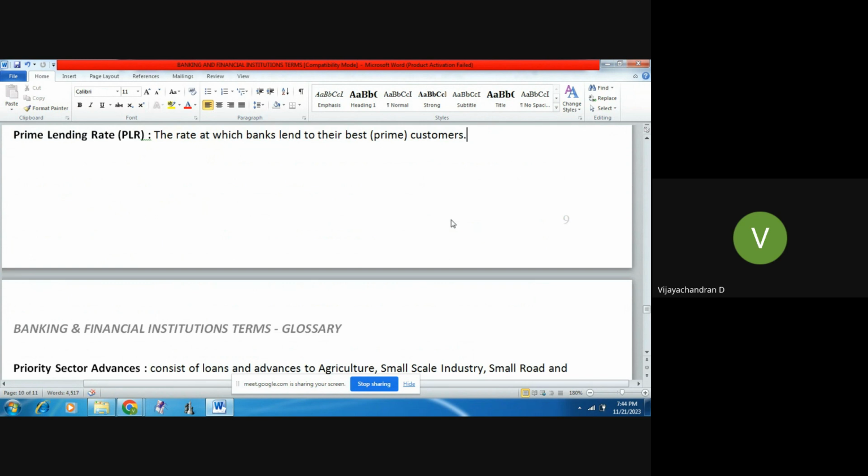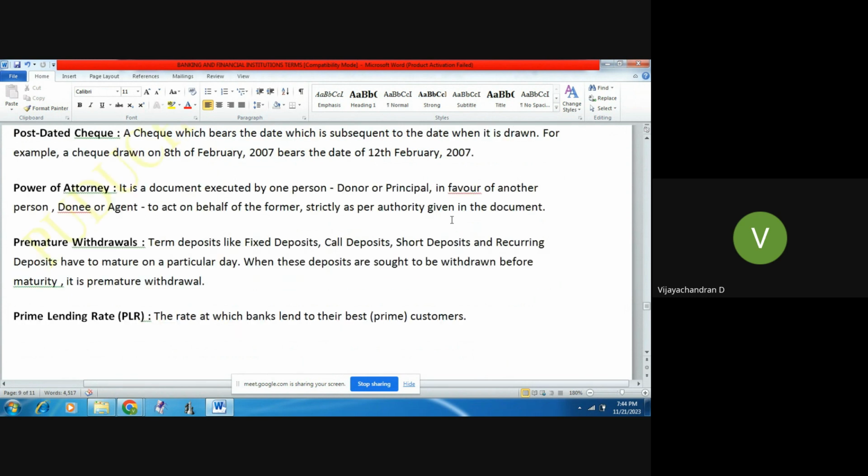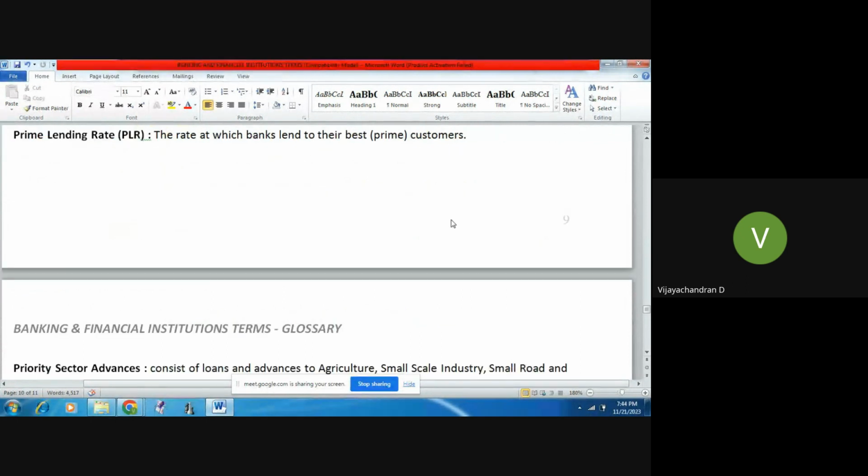The principal has the power and gives it to another person, that is the agent. So it is an execution of a document between the principal and the agent. The agent has the power of attorney and will act on behalf of the principal. Premature withdrawal means you are withdrawing money before maturity, before the due date.